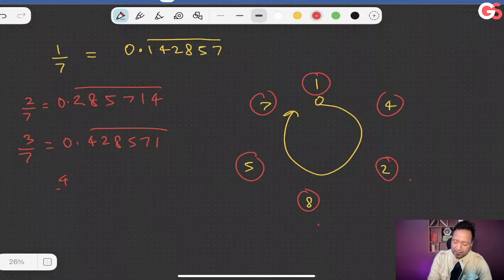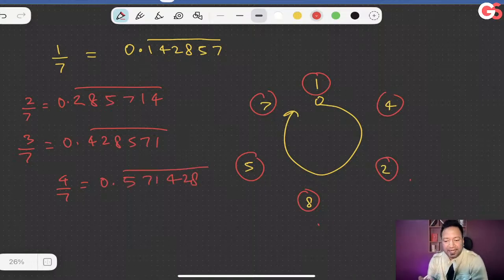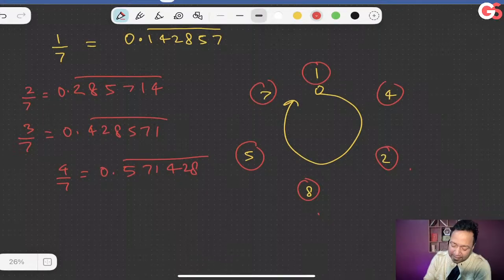4 by 7, 7 fives are 35. Should start with 5. Now, the most beautiful thing here is that you are getting a digit from these 6 digits only. You are not getting a 3. No, you're not getting 6. You won't get 3, 6, or 9 here. That is the best part. Do you understand? Right. That's a great thing to look at.